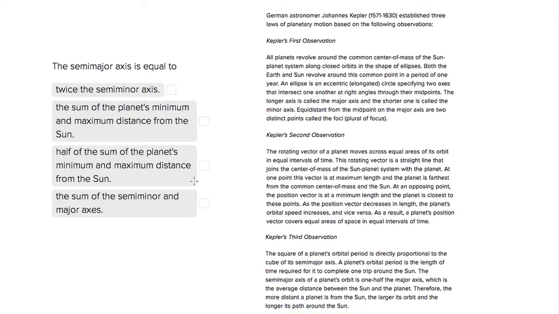This is Sophie Heller, and this is an ACT science question. The question is asking us to say what the semimajor axis is equal to.